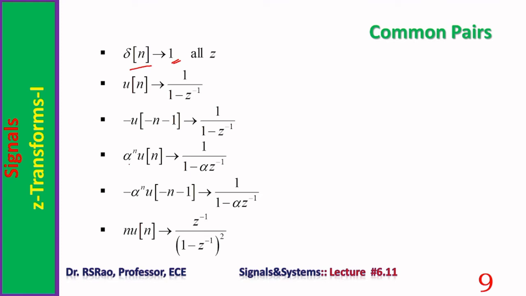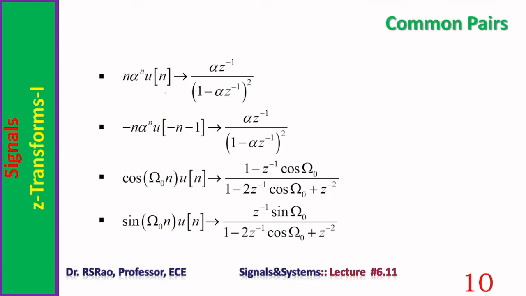The z transform of alpha power n u of n can be found as 1 by 1 minus alpha z power minus 1. Another sequence, minus alpha power n u of minus n minus 1. For this sequence, the z transform can be found equal to 1 by 1 minus alpha z power minus 1. Similarly, the z transform of n u of n can be found equal to z power minus 1 by 1 minus z power minus 1 whole square.